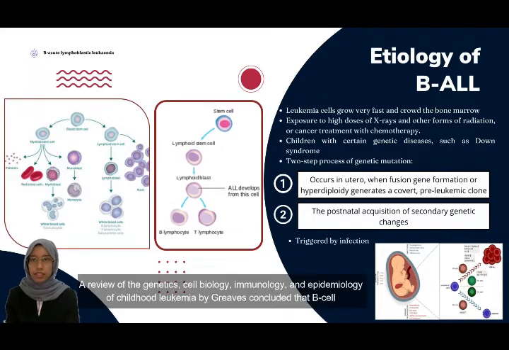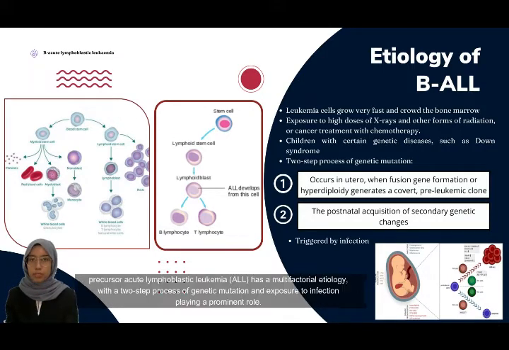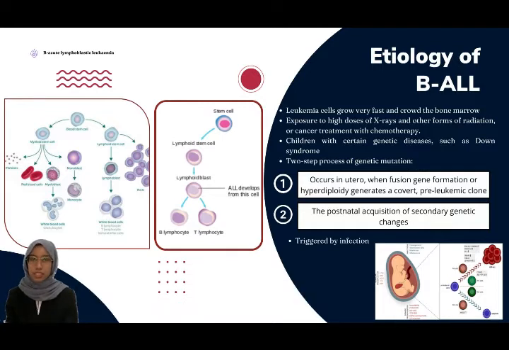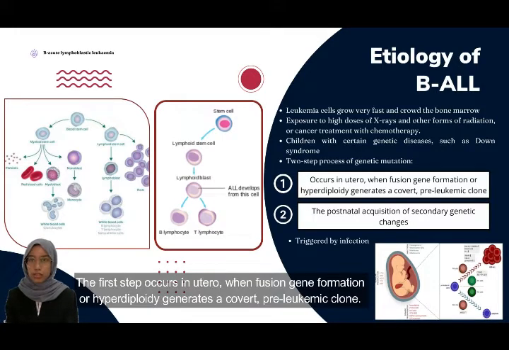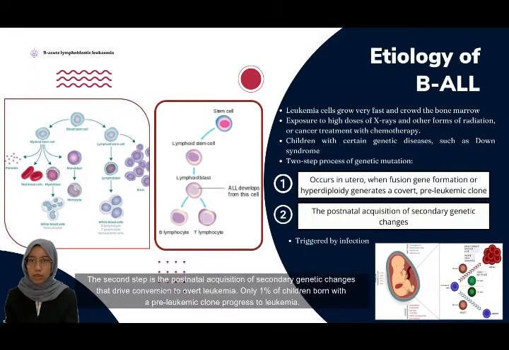A review of genetics, cell biology and immunology, and epidemiology of childhood leukemia by Greaves concluded that B-cell precursor acute lymphoblastic leukemia (ALL) has a multifactorial etiology, with a two-step process of genetic mutation and exposure to infection playing a prominent role. The first step occurs in utero when fusion gene formation or hyperdiploidy generates a covert pre-leukemic clone. The second step is the postnatal acquisition of secondary genetic changes that drive conversion to overt leukemia.